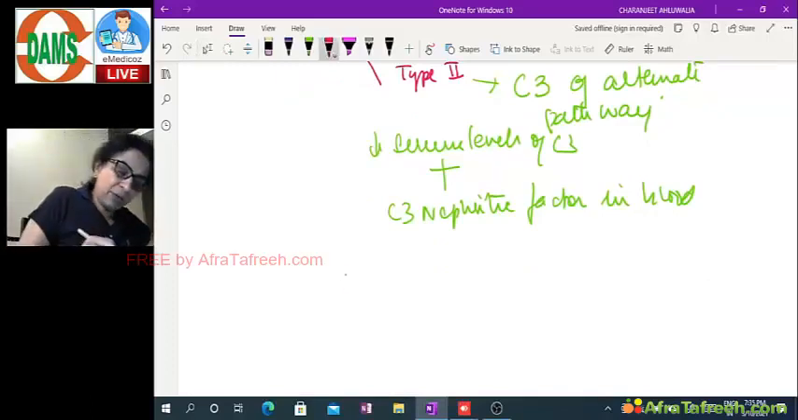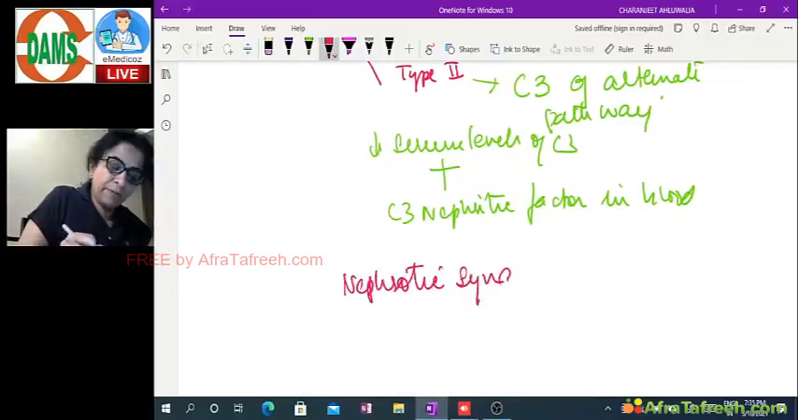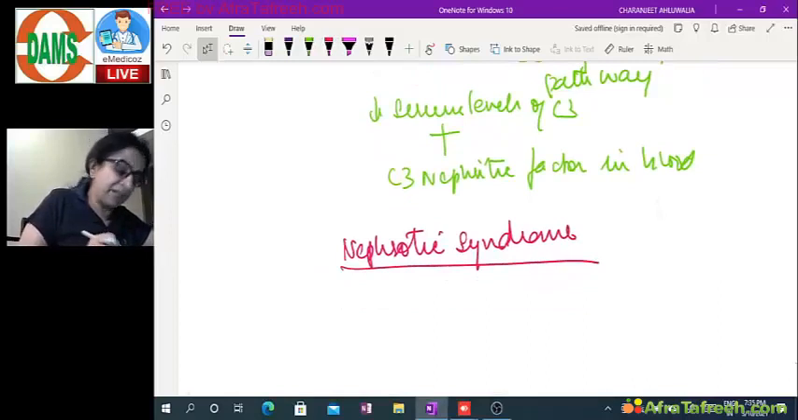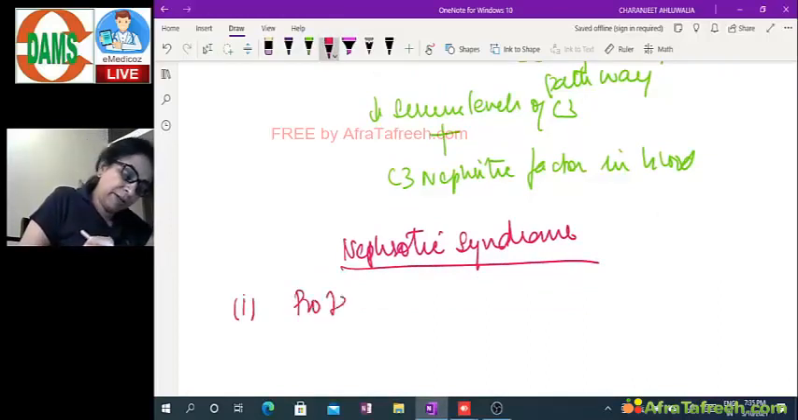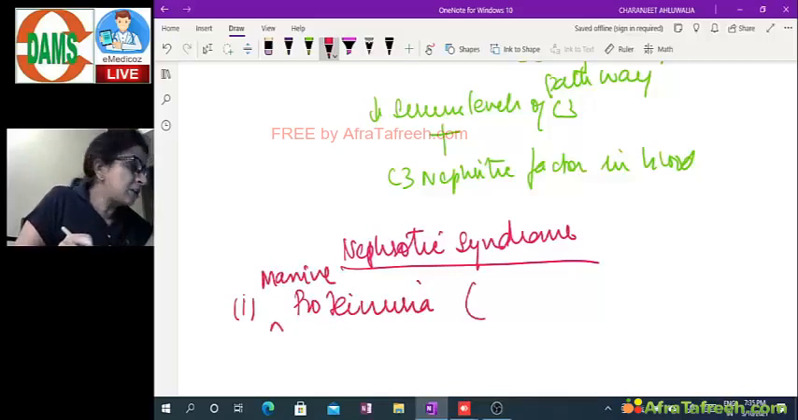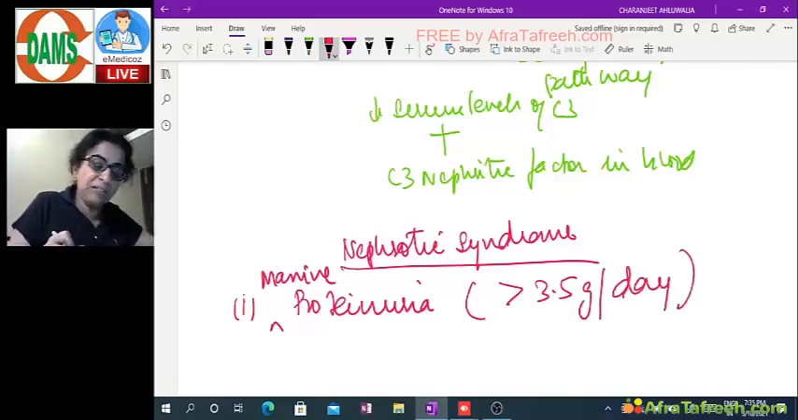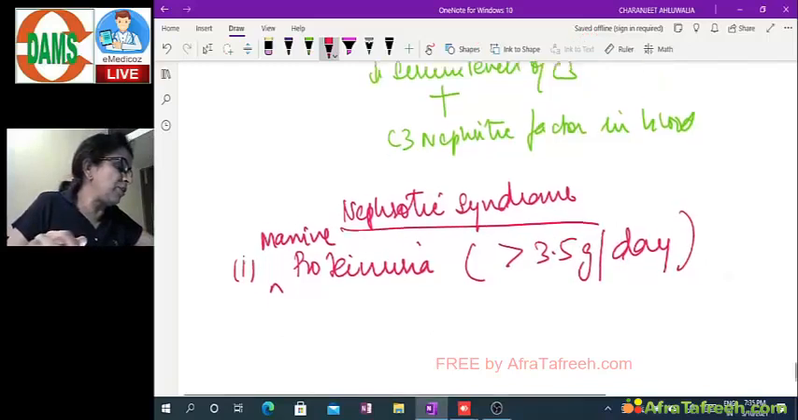Okay, now let us come to nephrotic syndrome. What are the features of nephrotic syndrome? Nephrotic syndrome is characterized, number one, by proteinuria. This is massive proteinuria. That means there is loss of more than 3.5 grams per day of protein in the urine.